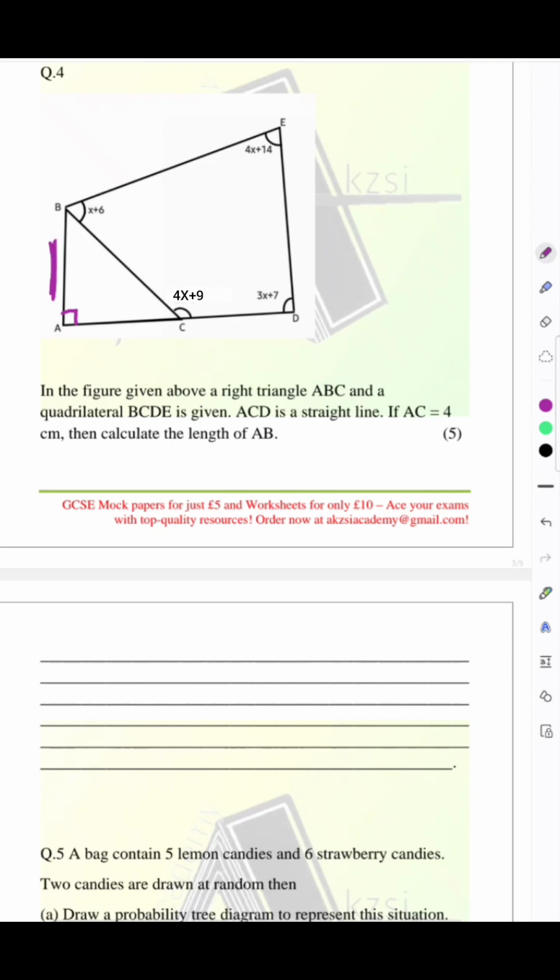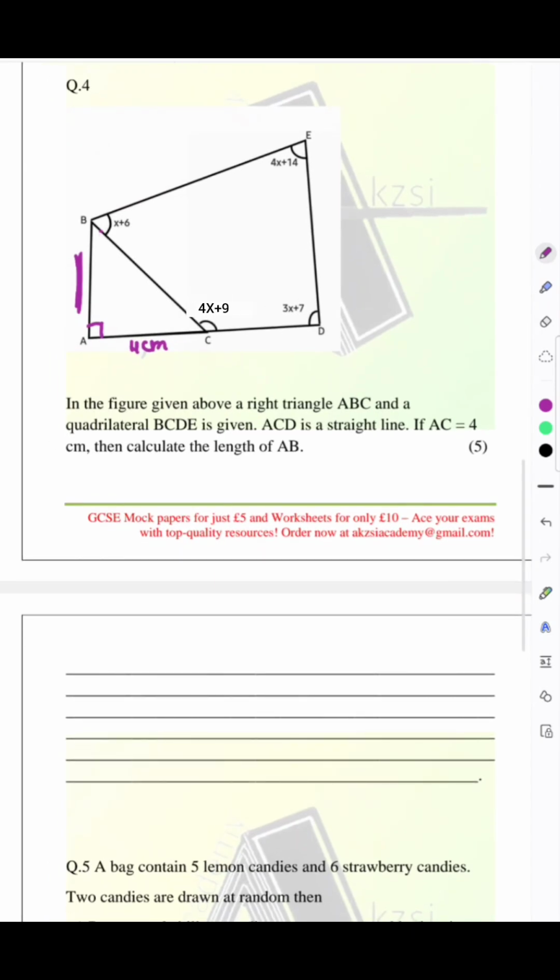I have been given one side, AC, with length 4 centimeters, which means if I'm able to calculate the length BC, I can apply Pythagoras to calculate AB. I have two different options. If I can calculate BC, then by applying Pythagoras, I can easily calculate AB.